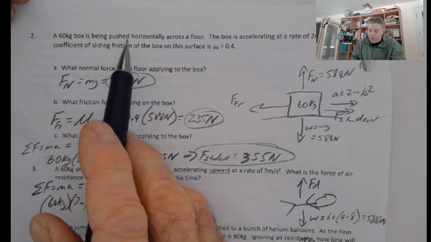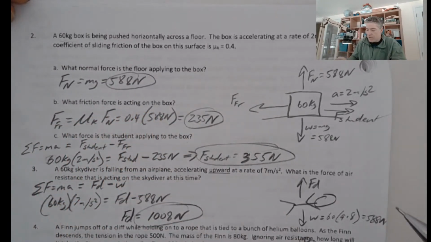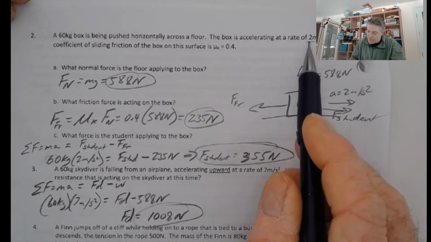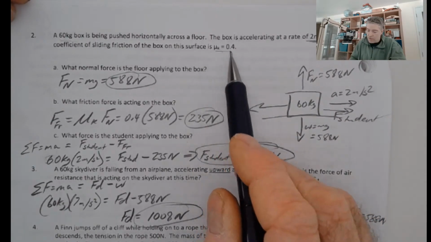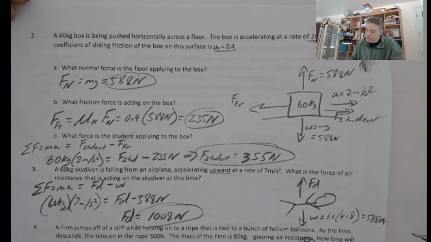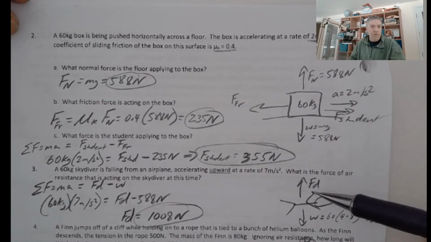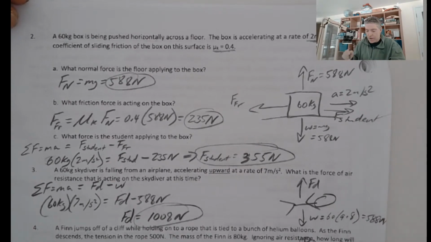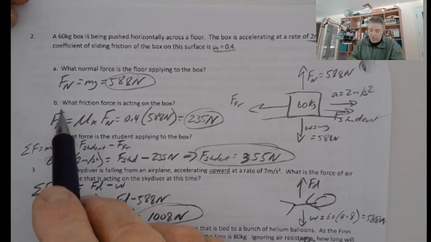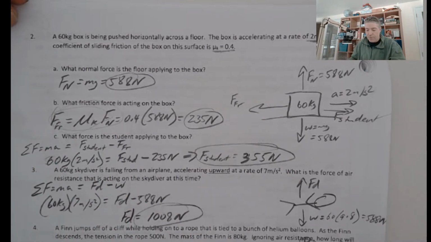Got a 60 kilogram box being pushed horizontally across the floor. The box is accelerating and it's got a coefficient of friction. So draw the picture, draw all the forces, pull out your friction force formula, some Newton's second law, that kind of stuff, and we got it.